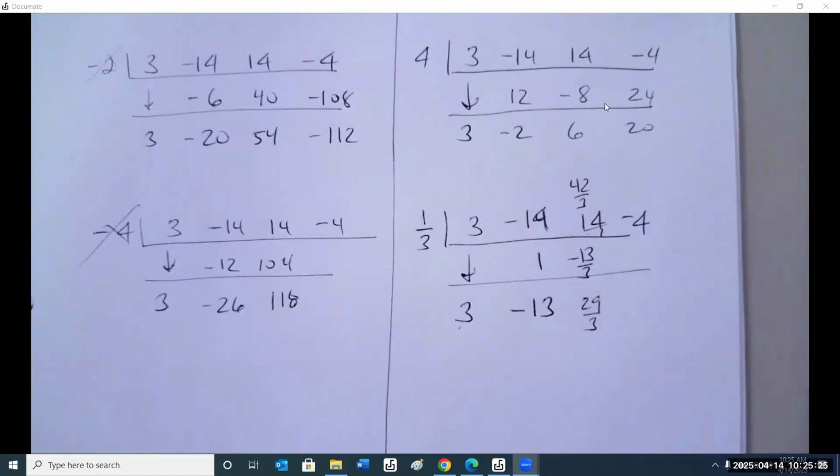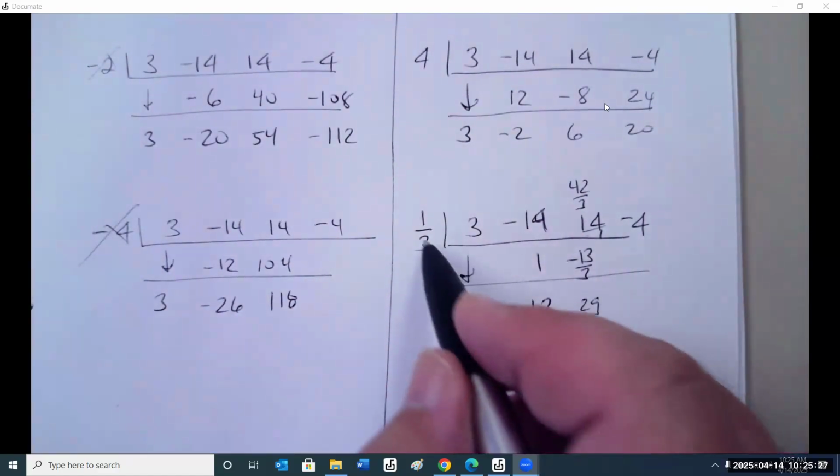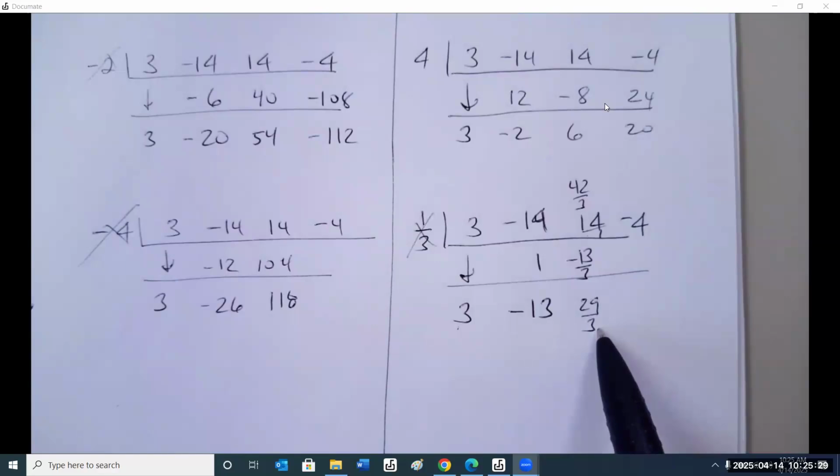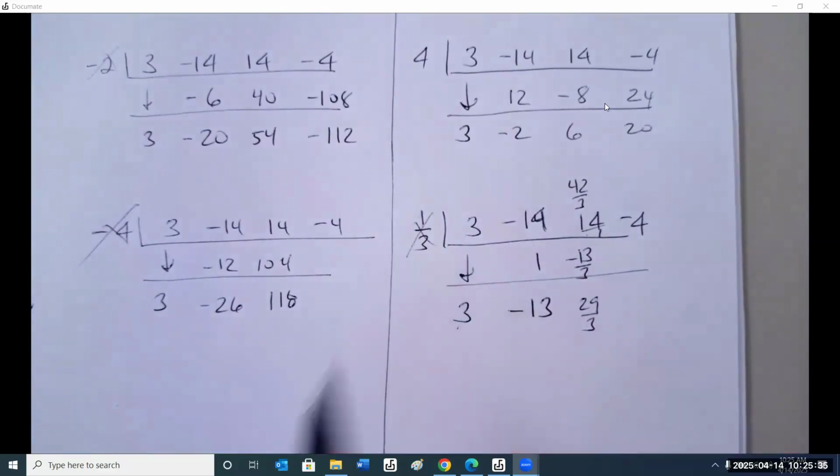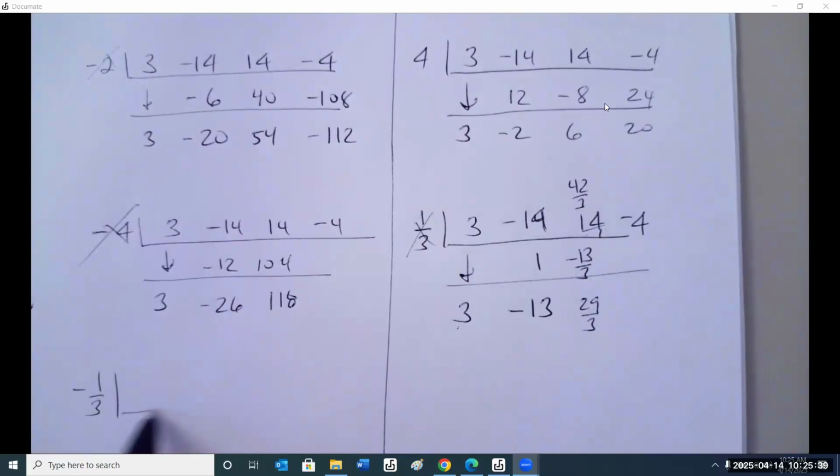And that's only to get bigger fractions. So that one's not going to work because when we multiply it, we'll get 29 over 6, and 6 times 4 is 24. It's not going to be, so positive 1/3 is not going to work. Negative 1/3.